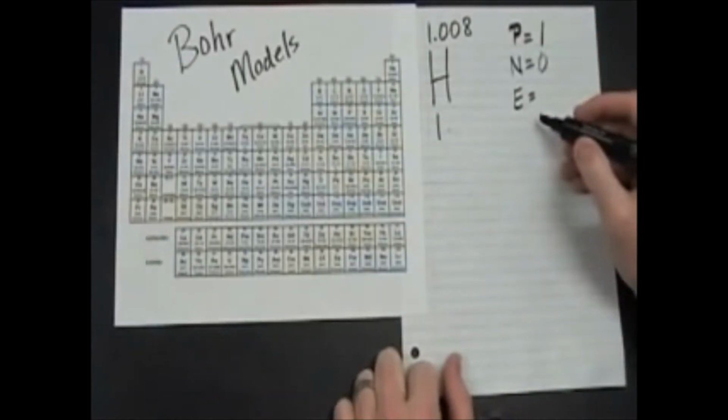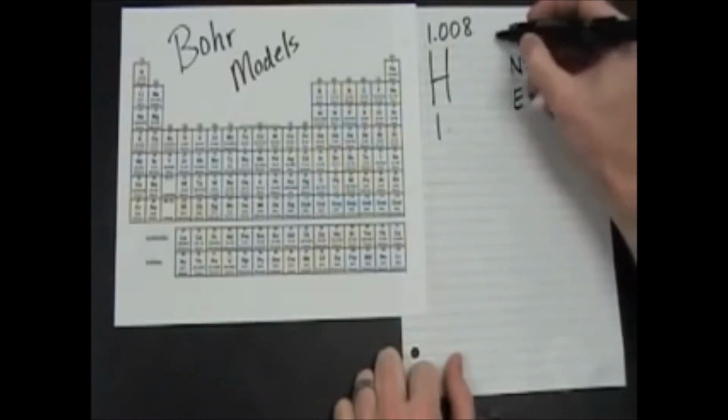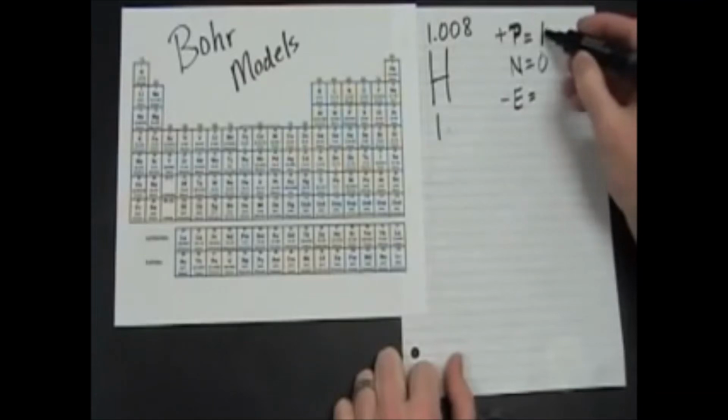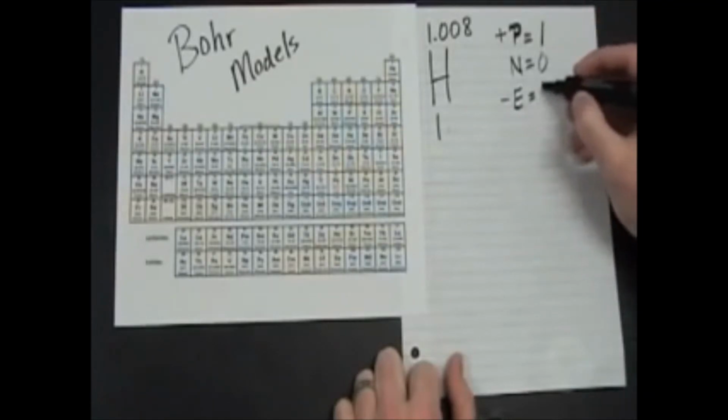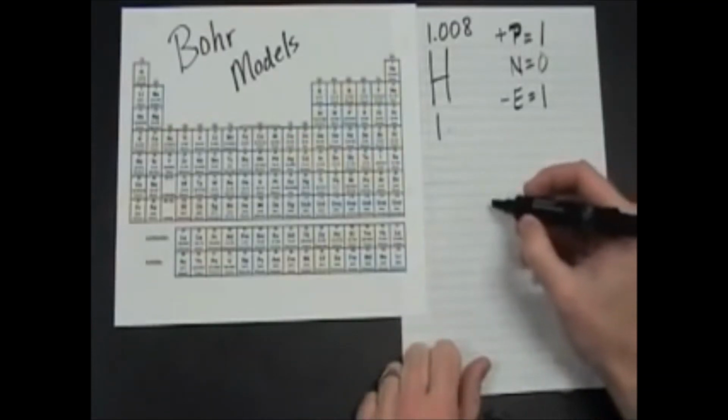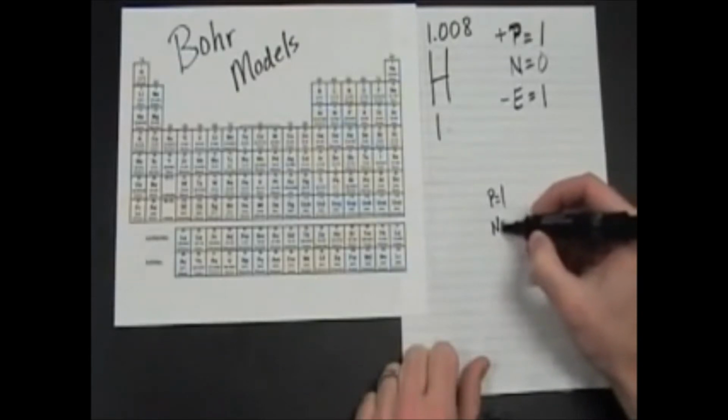We're going to assume that all these Bohr model examples that we do are neutral in charge. And so the protons are always positive, the electrons are negative. So if this is going to be neutral in charge and there's already 1 proton, there must therefore also be 1 electron. Now, when we do the Bohr model, first thing we need to do is draw the nucleus. So we've got P equals 1, N equals 0.